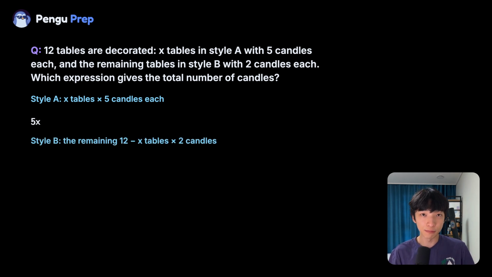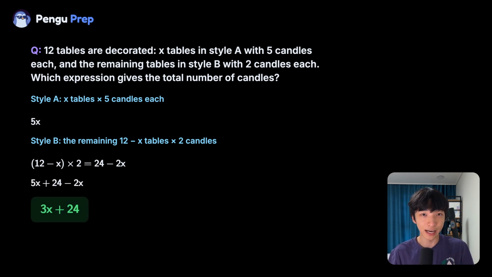And for style B, the remaining 12 minus X tables are going to be used. And 12 minus X times the total number of candles on each table, 2, is going to be 24 minus 2X. So the total number of candles between style A and style B is going to be 5x plus 24 minus 2x. That's going to be 3x plus 24. And so the correct answer is D.